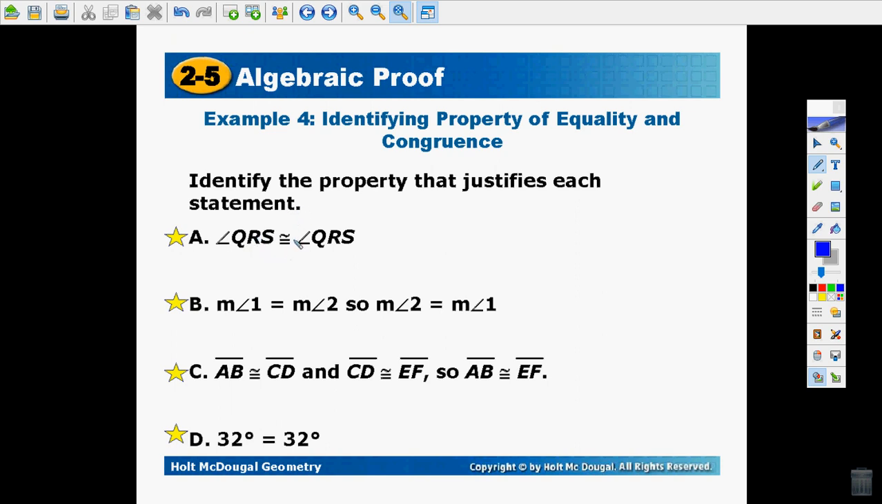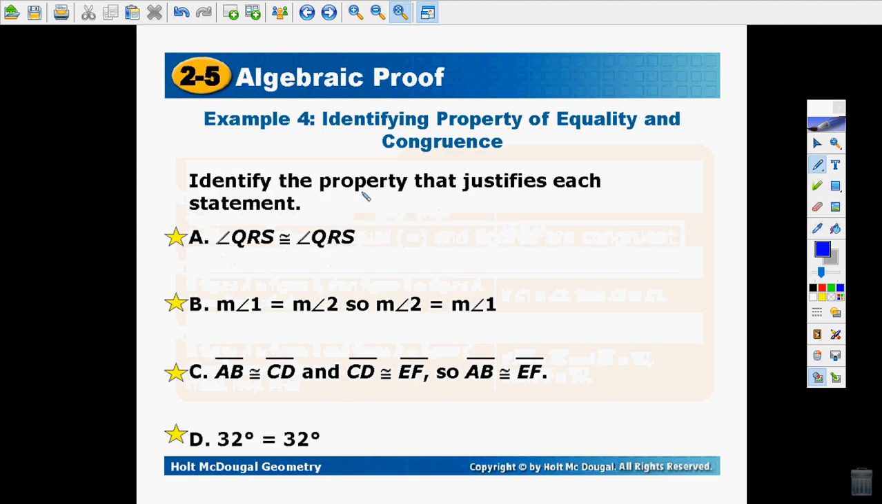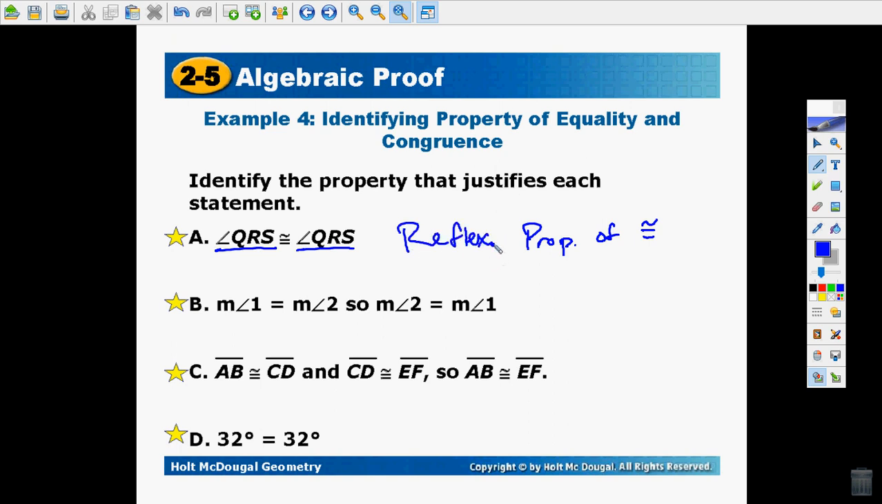Angle QRS is congruent to angle QRS. Immediately when I see that congruent symbol, I know it has to be one of these three properties of congruence. So I'm going to write property of, and I'll just use the congruent symbol instead of writing congruent. But which property? What do I notice on both sides? Oh, QRS is seeing its reflection in the mirror. So this is the reflexive property. I'm going to abbreviate.